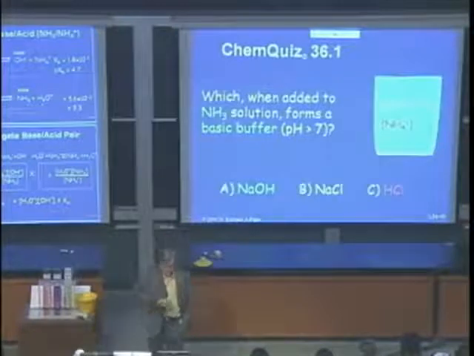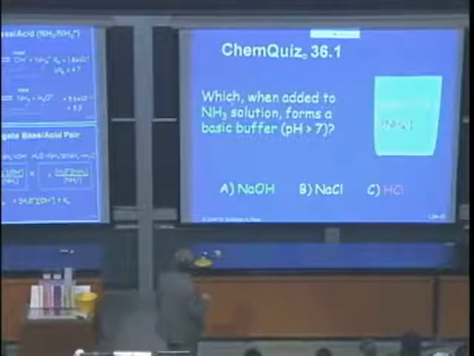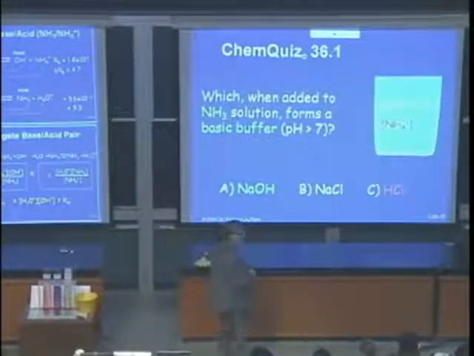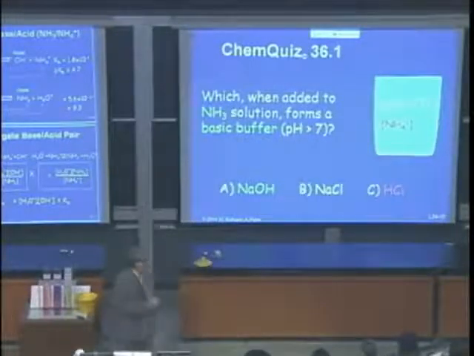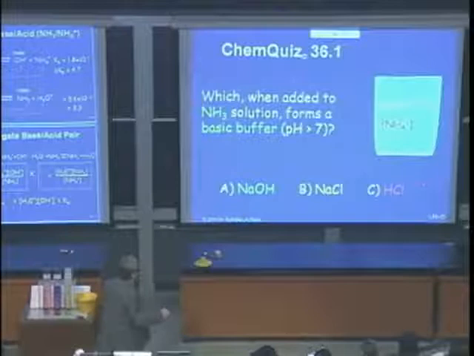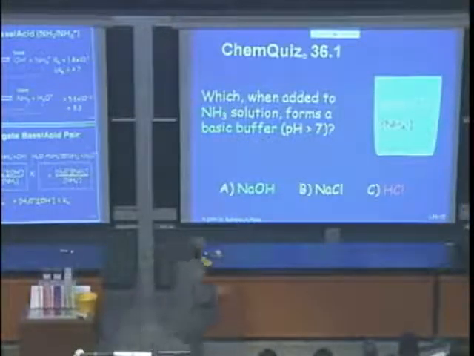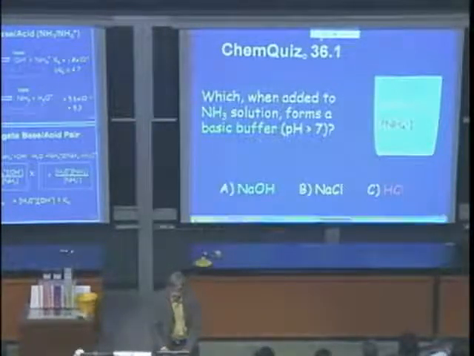So now, fun aside, we have a solution of ammonia, NH3 solution, and I want to make a buffer out of this. If you look very carefully at the slide that I gave you, the solution is already on there. Do I put in sodium hydroxide, sodium chloride, or hydrochloric acid in order to make a buffer with pH larger than 7? What do you think? Why don't you give me your answer? What would you put in there to make a buffer?